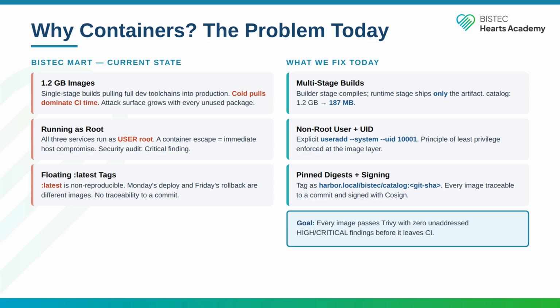Issue 3. Floating latest tags. Latest is non-reproducible. It means the most recent build at the time someone last pushed, which can be a different image on every machine in your fleet. You cannot roll back to latest reliably because it moves. What we're fixing today: multi-stage builds to shrink images, non-root users with explicit UIDs, and pinned git.sha tags. These 3 changes close the current audit findings.